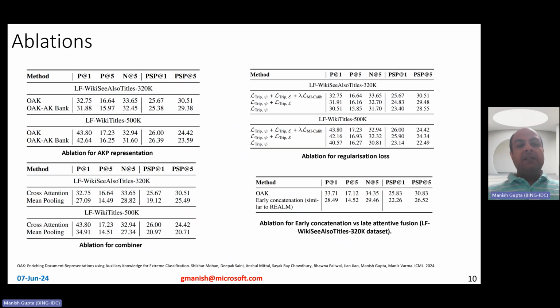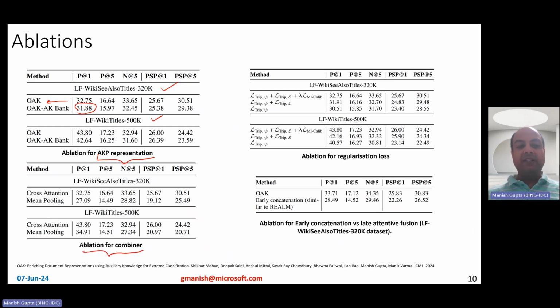Okay. Now, we perform several ablations. There are several components in the system, and we perform several ablations. For example, what if we do not use any auxiliary knowledge bank, no metadata, no auxiliary information at all? Here are ablations shown for two data sets. You observe clearly that OAK with knowledge bank is better than OAK without knowledge bank, right? In most cases. Another ablation is for the combiner.